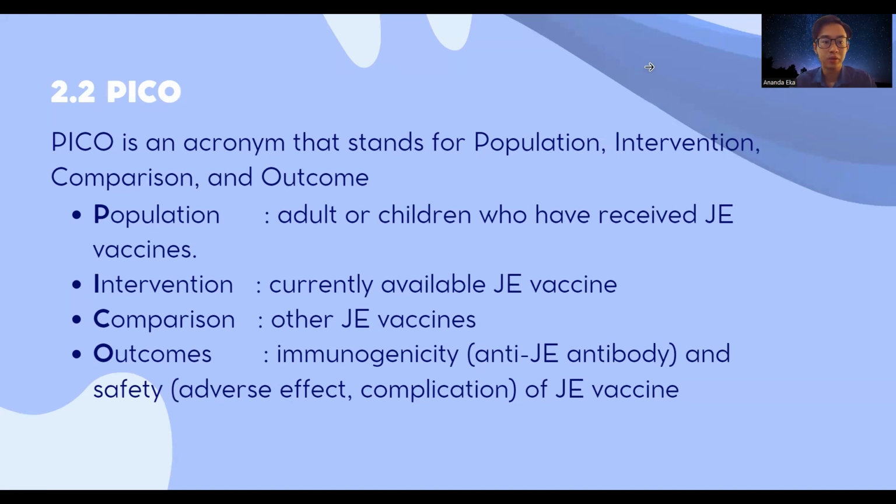I will continue to the PICO. So PICO is an acronym that stands for Population, Intervention, Comparison, and Outcome. The population in this case is adults or children who have received JE vaccines, and the intervention is the currently available JE vaccine. The comparison is other JE vaccines, and the outcomes are immunogenicity, including anti-JE antibody, and safety, including adverse effects or complications of JE vaccine.